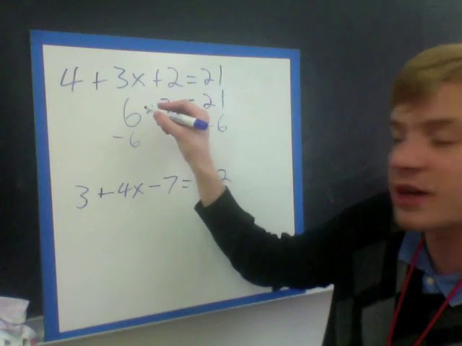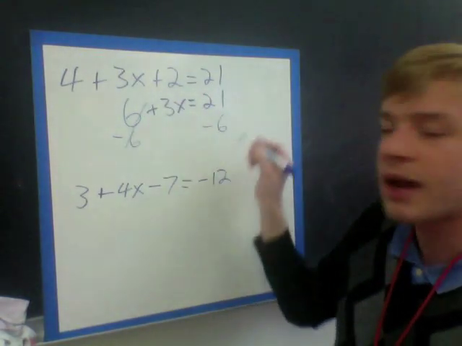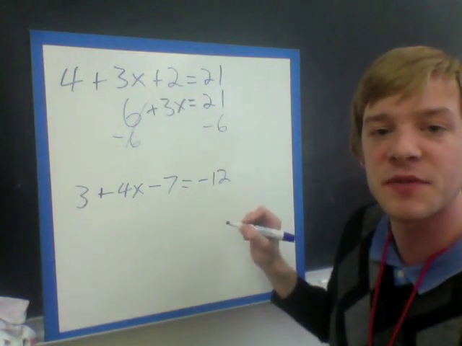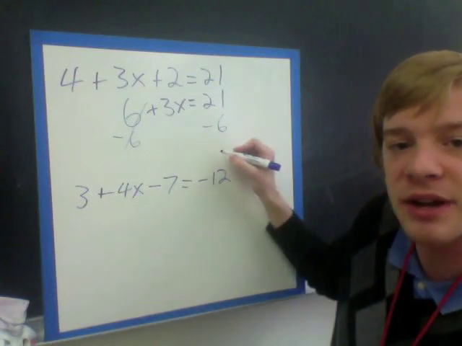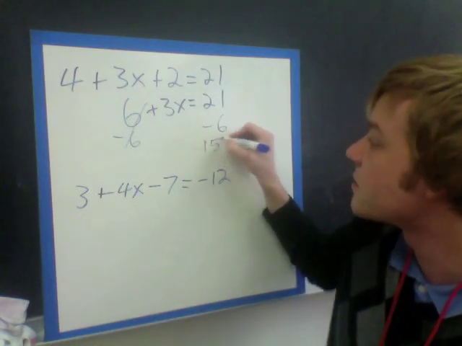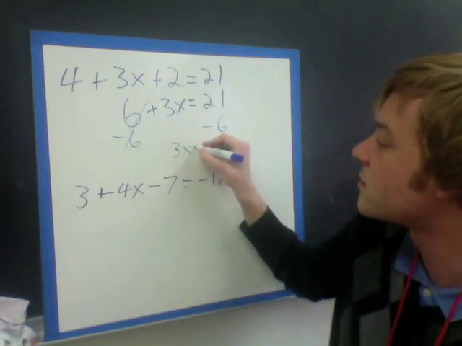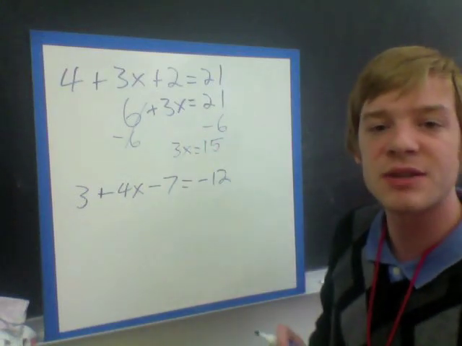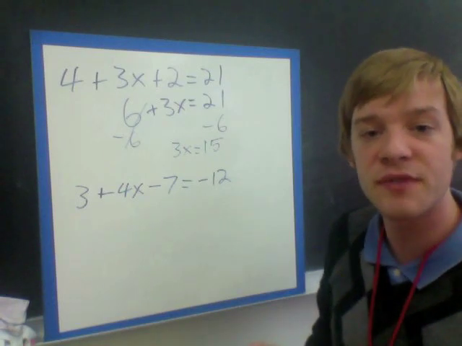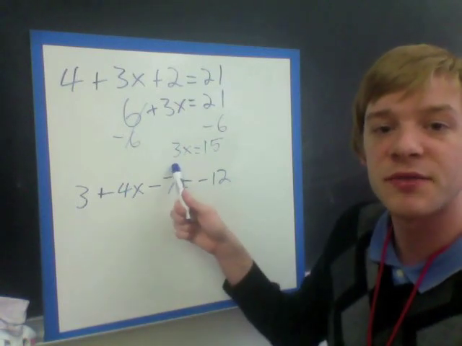These 6's over here will cancel. And 21 minus 6 is going to give me 15. So now I'm going to bring down a 15. And I'm going to bring down my 3x. So now I have 3x equals 15. And I want to solve this out by dividing by 3.